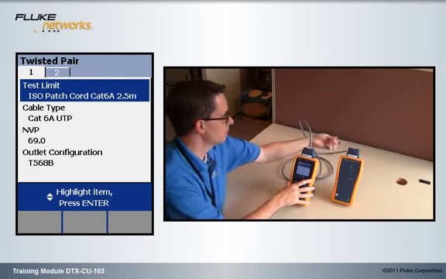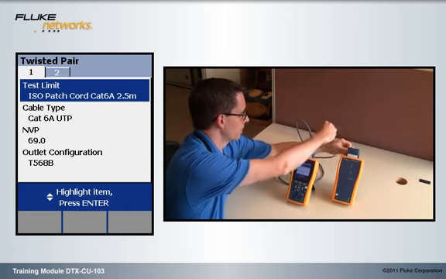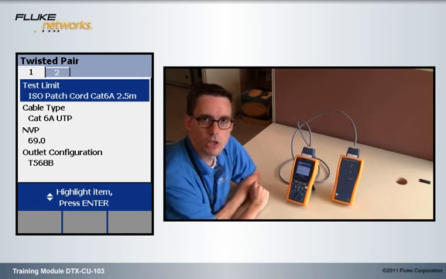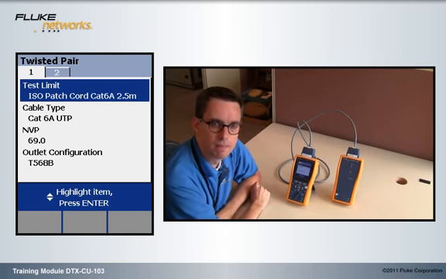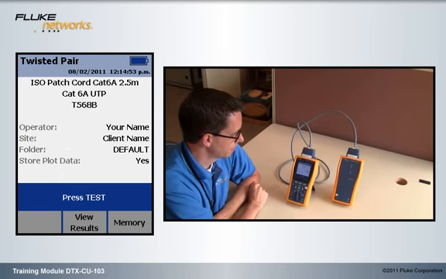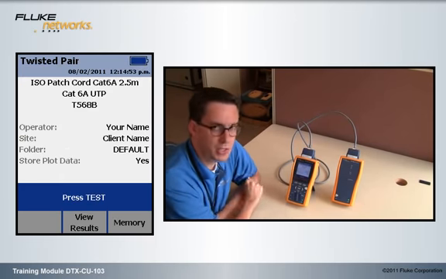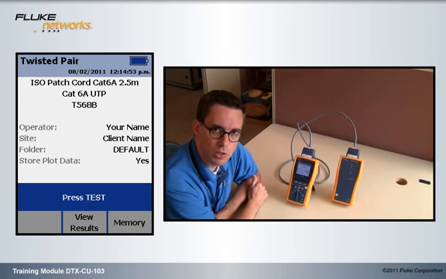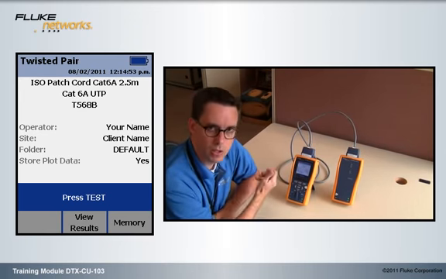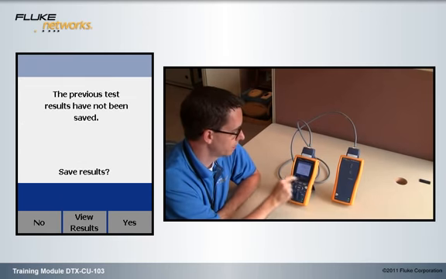Plug in my patch cord. They chirp to tell me they've been connected. Rotate the dial to auto test. Quick check, I've got Cat6A UTP set up, which is good. My T568B, correct. Let's hit the test key.